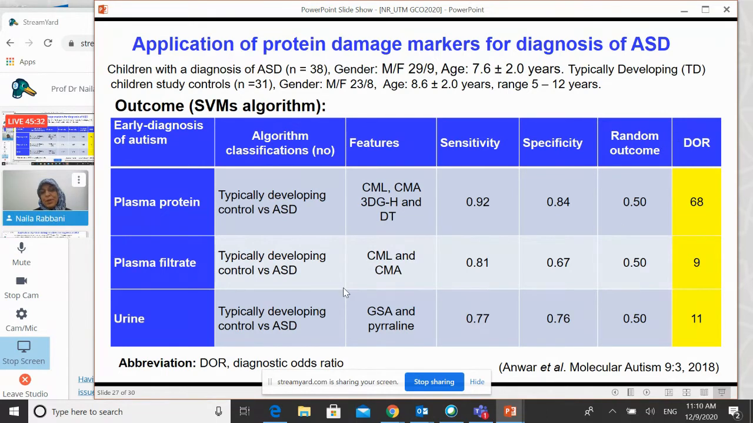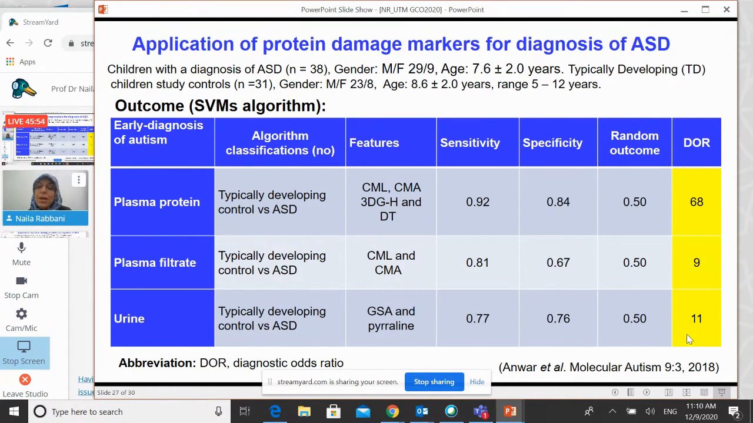And for plasma filtrate, CML and CMA, only two features, gave reasonable sensitivity and specificity with a DOR of 9. In urine, GSA and pyrraline gave 77% and 76% sensitivity and specificity with a DOR of 11.